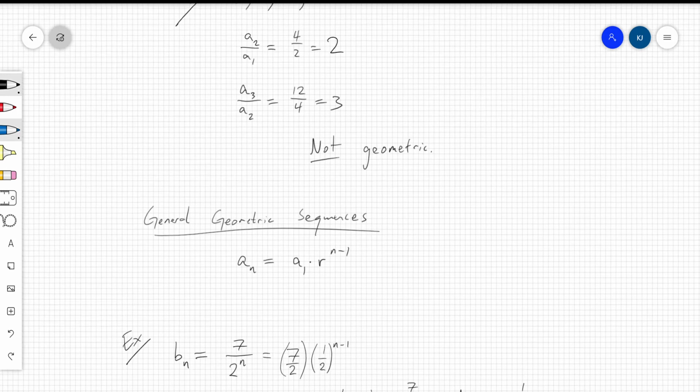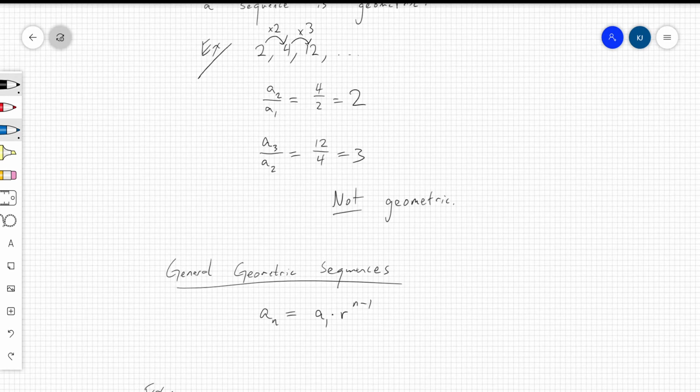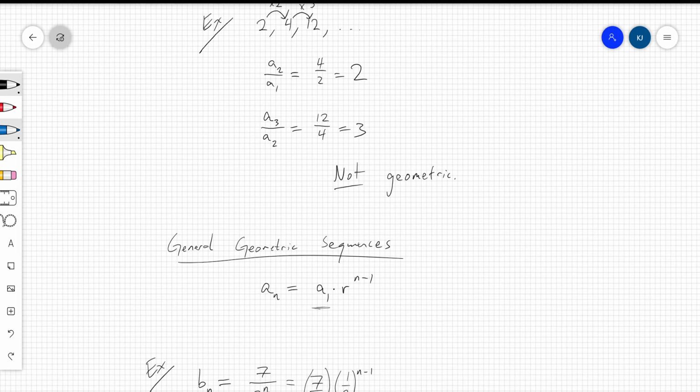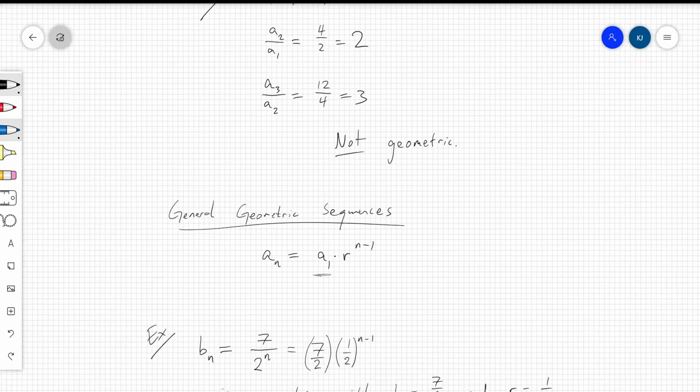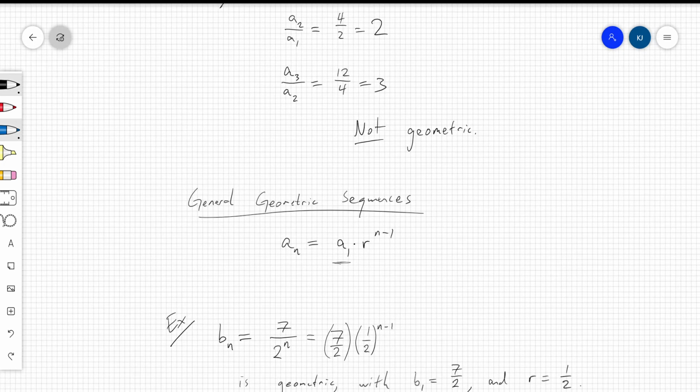But in general, a geometric sequence is going to look something like this. It'll be the first term times that ratio r to the n minus first power. So you can normally detect a geometric sequence by just looking for a power of n or n minus 1 somewhere. So for example, in this sequence with b sub n defined by 7 over 2 to the n, I could factor out a 7/2 from this, and I would get that it's 7/2 times 1/2 to the n minus first power, and therefore I have written it like the above.